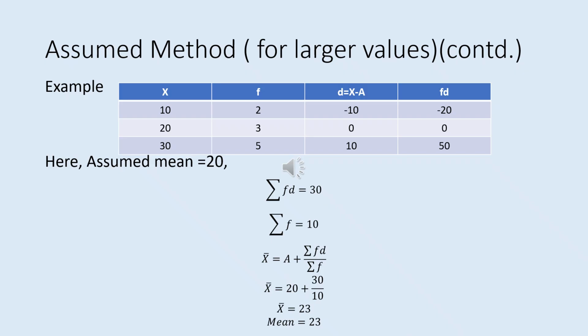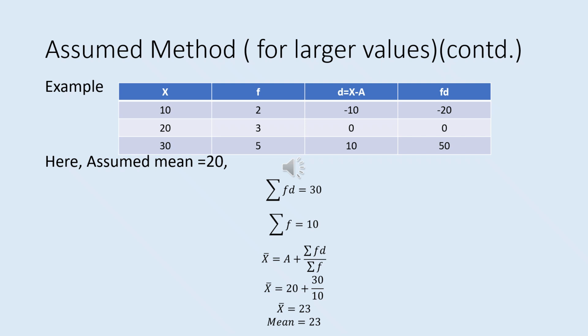Now we will find fd, which is frequency multiplied by the deviation, which is 2 into minus 10, which is minus 20, 3 into 0, which is 0, and 5 into 10, which is 50. Now, as we take the assumed mean as 20, we will calculate the summation of fd. So summation of fd is minus 20 plus 0 plus 50, which is 30. Summation of f is 2 plus 3 plus 5, which is 10.